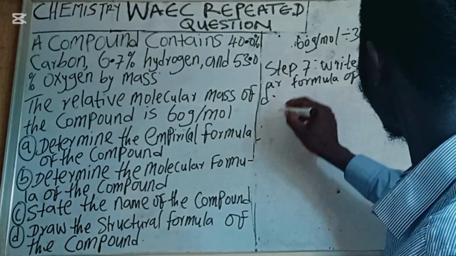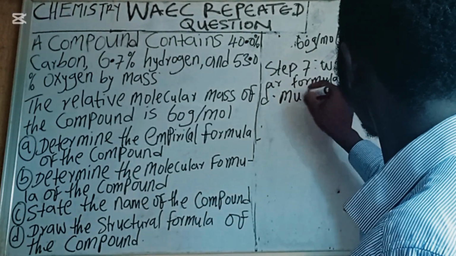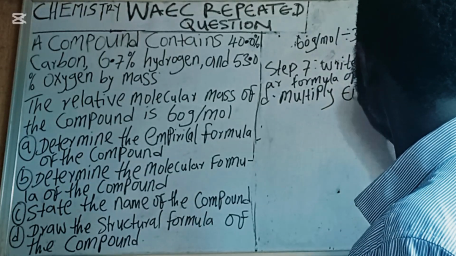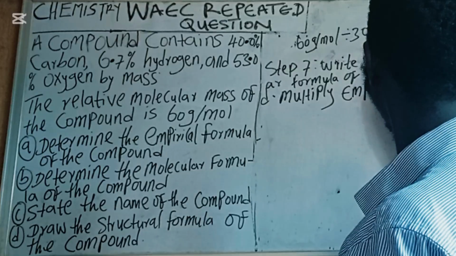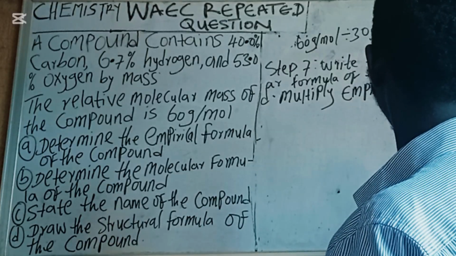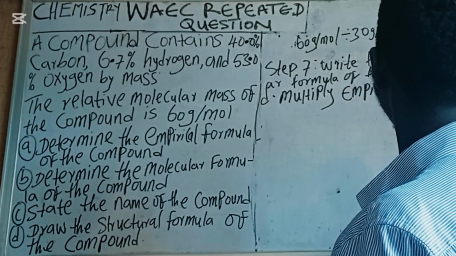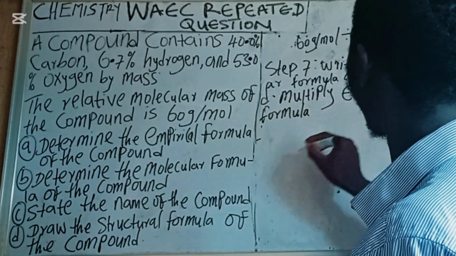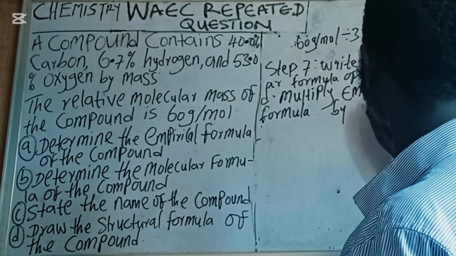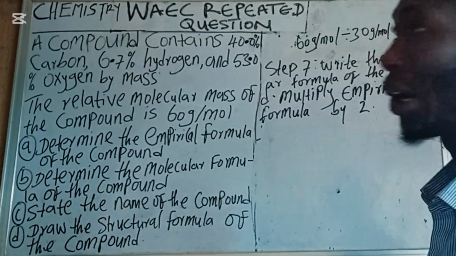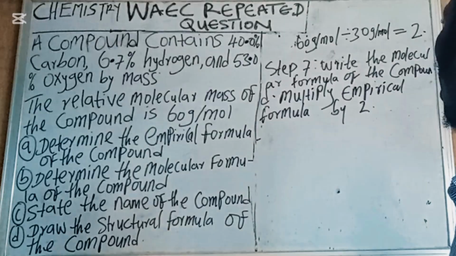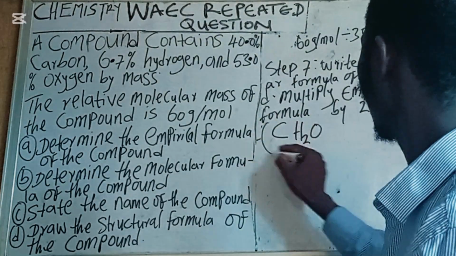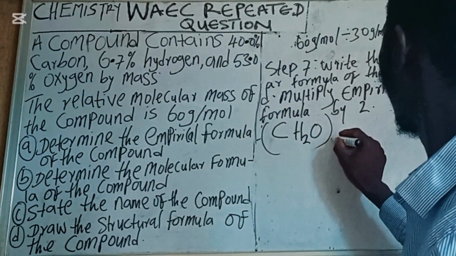So now let's multiply the empirical formula by 2. So what is our empirical formula? Our empirical formula that we calculated is CH2O. Let's put it in bracket. So you now multiply, you put 2 outside.